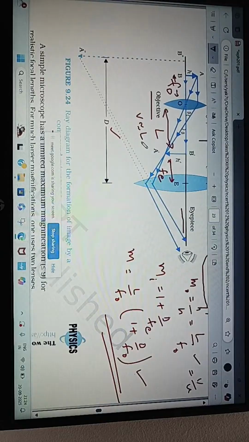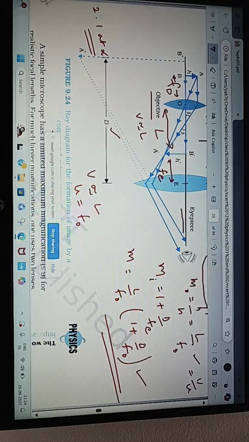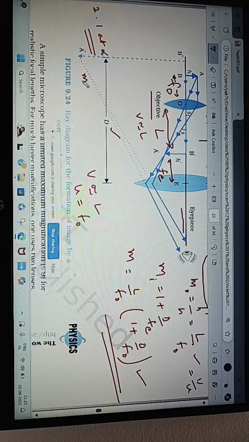Second case is, what is the second case? Image formed at infinity. So in this case, V will be taken approximately L. So U is taken as F4. So you'll get first one again same formula, magnification is MO into MI.